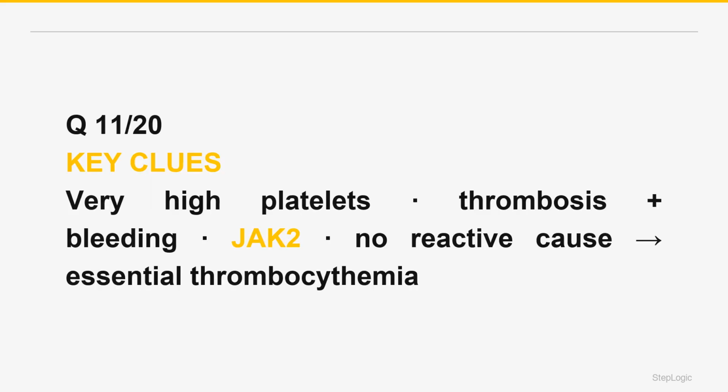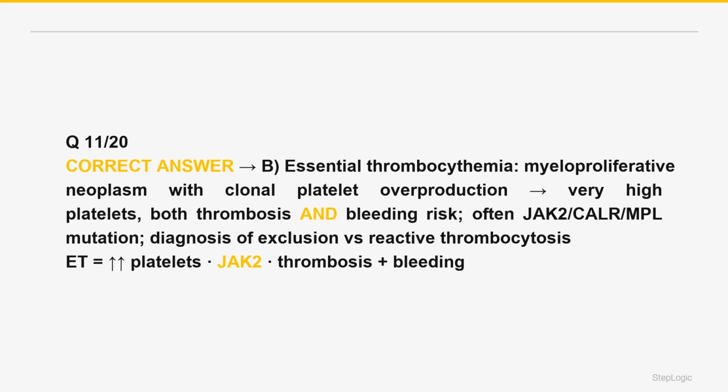This is essential thrombocythemia, ET, one of the chronic myeloproliferative neoplasms, along with polycythemia vera, primary myelofibrosis, and CML. It is a clonal proliferation of the megakaryocyte lineage, causing massive overproduction of platelets, a markedly elevated platelet count, often greater than 600,000, 1,000 plus. The bone marrow shows increased numbers of large, mature megakaryocytes. The correct answer is B.